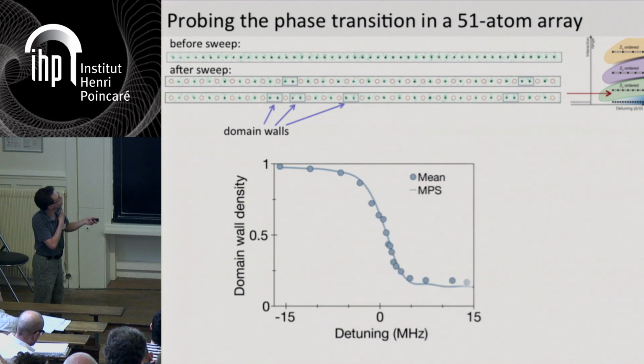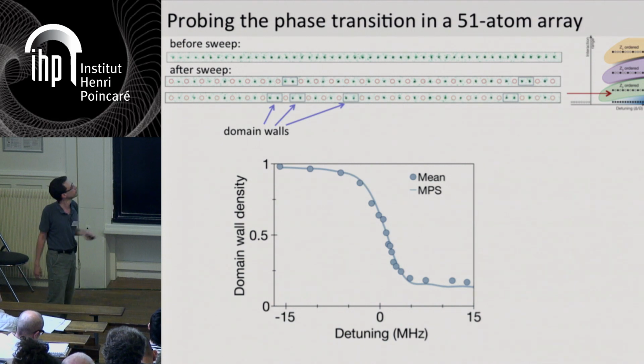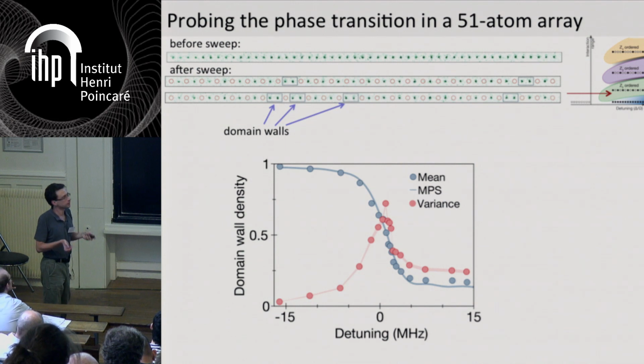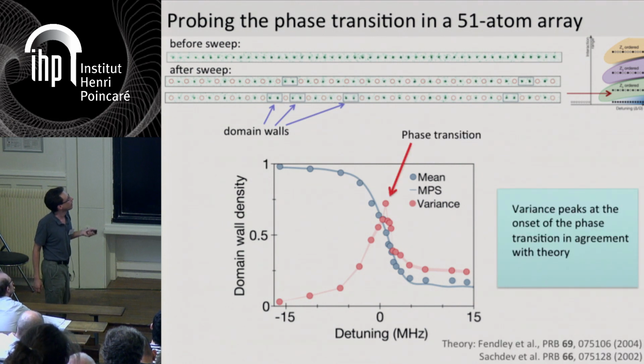And as we do the sweep, and we average over many instances of the experiment, indeed we see something going from 1 to something which is close to 0. And if we look at the variance of this, we see also a peak at the position of the phase transition, which is compatible with the theoretical description of a quantum phase transition as we sweep into the Z2 order.